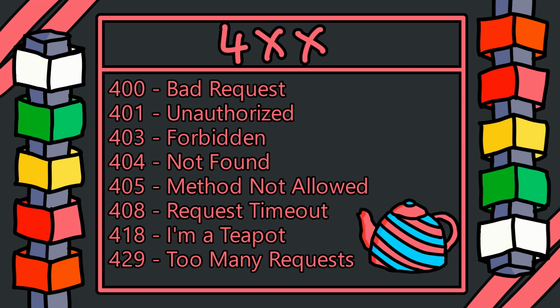Then we have the 405 method not allowed. This is very similar to when we send the OPTIONS HTTP header saying, hey server, what methods do you accept? In this case, if we sent, say, a POST request to a URI that only accepted GET requests, the web server may reply with a 405 method not allowed, simply telling us that, hey, you sent a POST request, but we only accept GET requests, or something similar to that.